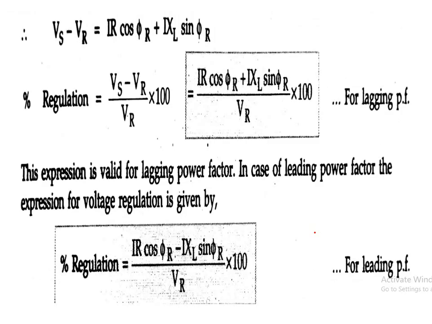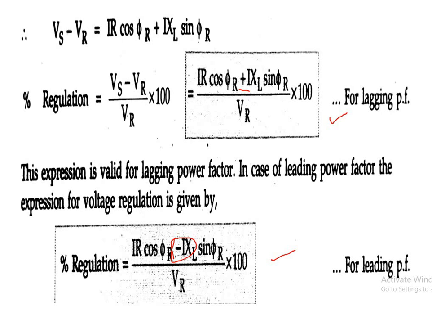So here is the effect on regulation, and this is the formula for regulation. The regulation formula is the same as for your transformer, as you studied in transformer and generator. So regulation is given by I R cos phi r plus I into XL sin phi r divided by VR. Here the plus sign is for lagging power factor and the minus sign is for leading power factor.